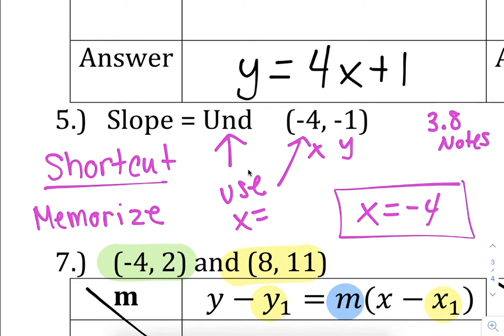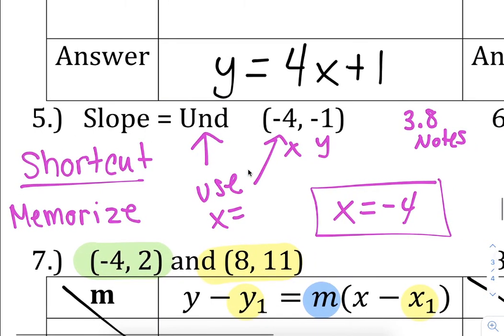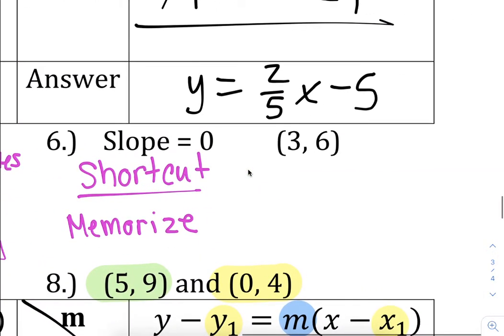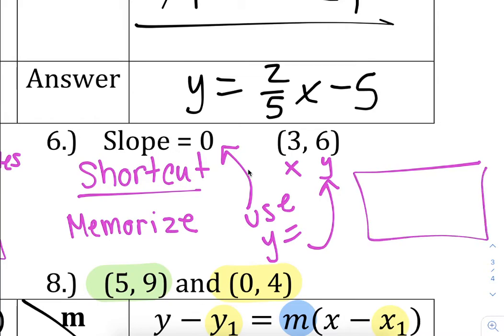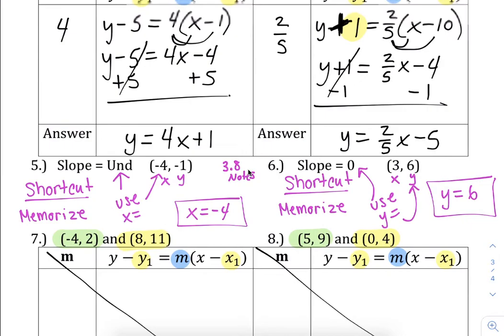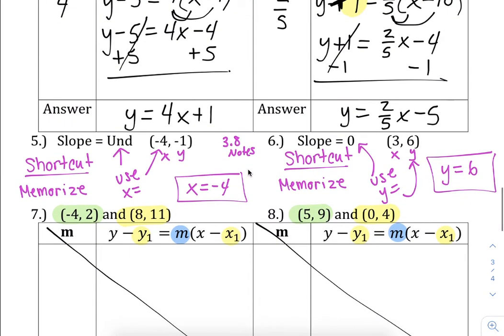In that exact same idea, if I'm trying to do number 6, let me move this over here. If I'm supposed to use what for a 0 slope? I'm supposed to use a y equals. So if I have an x and a y point, then I want to choose my y number. My final answer for this one would just be y equals 6. I do not want you to have work for these. I want you to understand that these are shortcuts. Please make the note: use x equals, use y equals. Pause it if you need to. We're going to the bottom 2 questions.